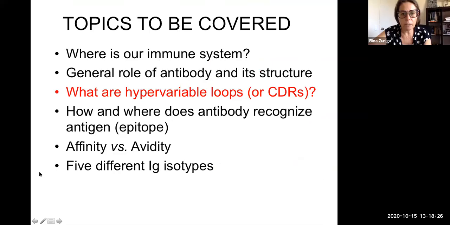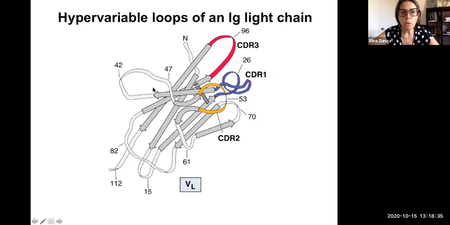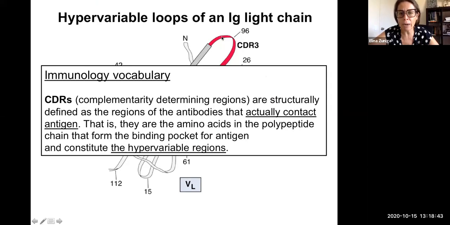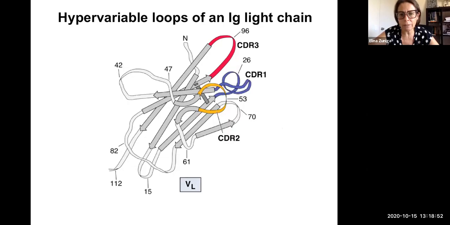Okay, so let's go with what are hypervariable loops or CDRs in the antibody molecule. The hypervariable loops of the light chain are represented here, and it has 3 hypervariable loops or complementary determining regions. And again, this is just in one light chain of the antibody.